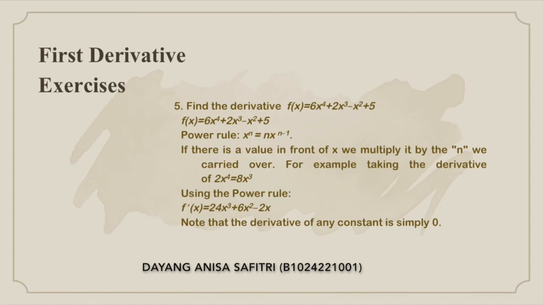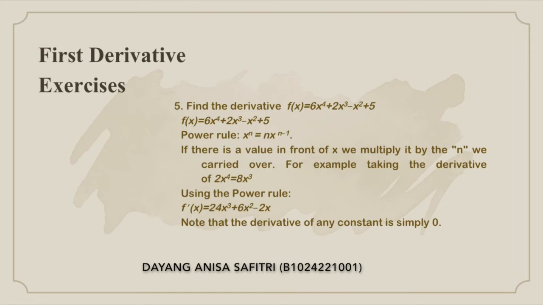Question number 5. Find the derivative of f(x) equals 6x^4 plus 2x^3 minus x^2 plus 5. The derivative of this function, known as f'(x), can be found by using the power rule of derivative on each term in the function. The formula of the power rule is the derivative of x^n equals n multiplied by x^(n-1). If there is a value in front of x, we multiply it by the n we carried over.